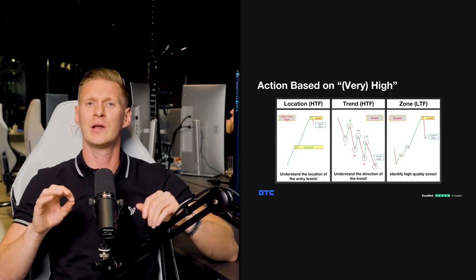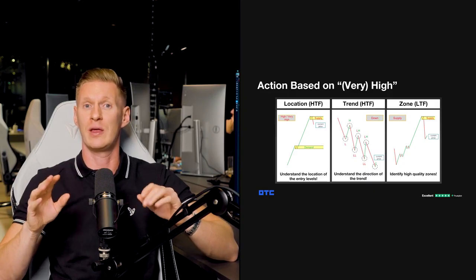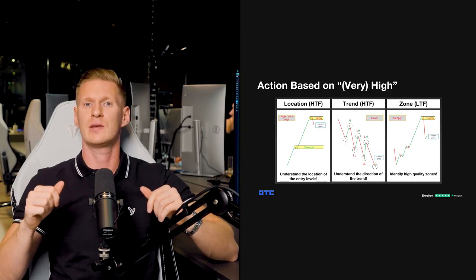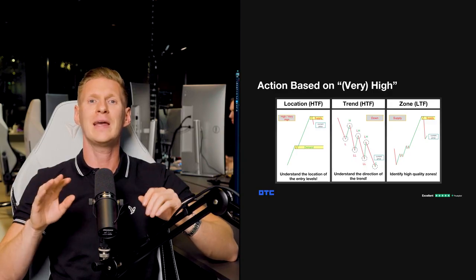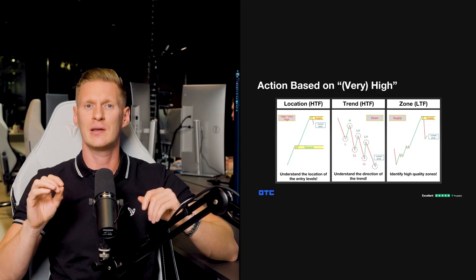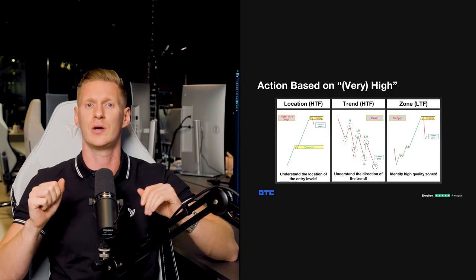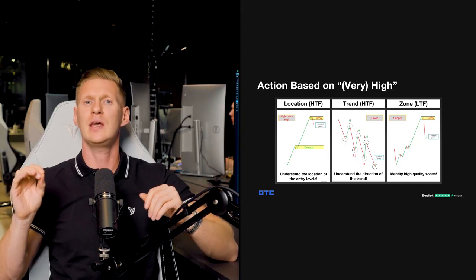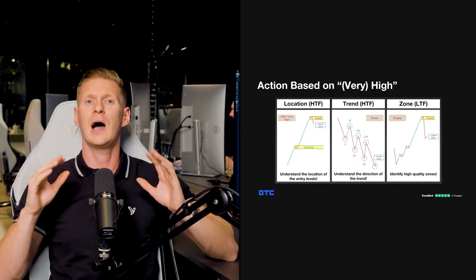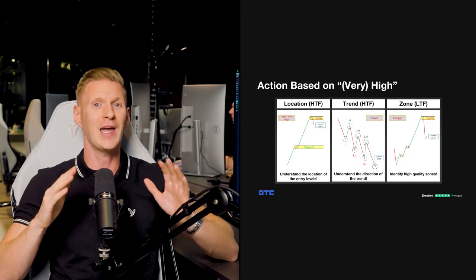By trading lower timeframe supply zones within the context of higher timeframe location high and a downtrend, we align every element of the trade with the market's natural flow. This combination of trend direction, location, and LTF zone quality creates a high probability, high reward setup, the kind of scenario every trader aims to execute.